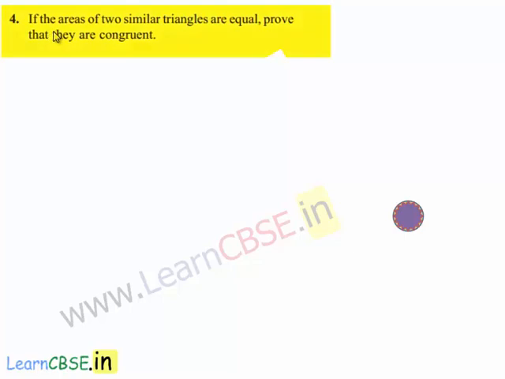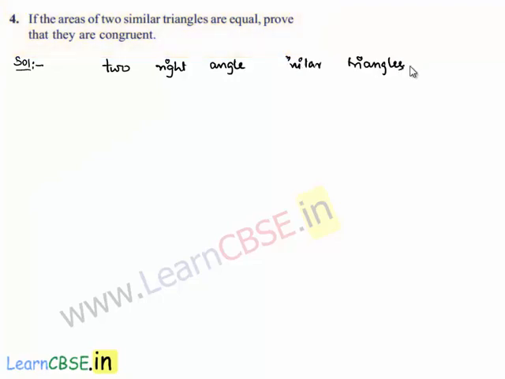Now moving on to the fourth question. If areas of two similar triangles are equal, prove that they are congruent. Now moving on to the solution. For our simplicity, let us consider two right angle similar triangles, triangle ABC and triangle DEF, which are just similar.